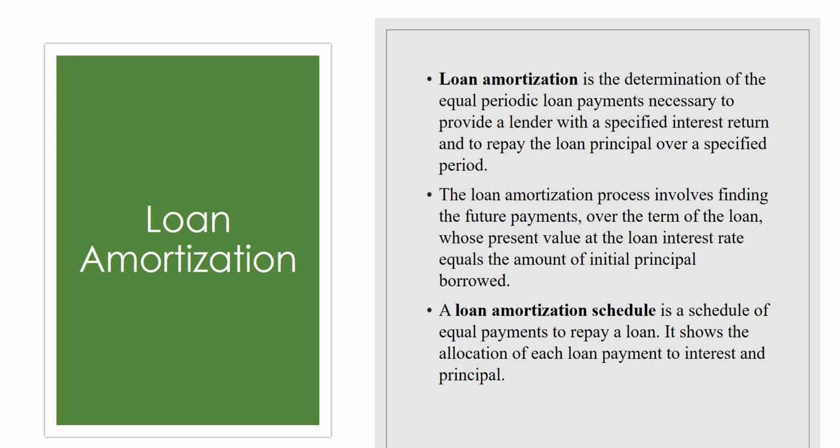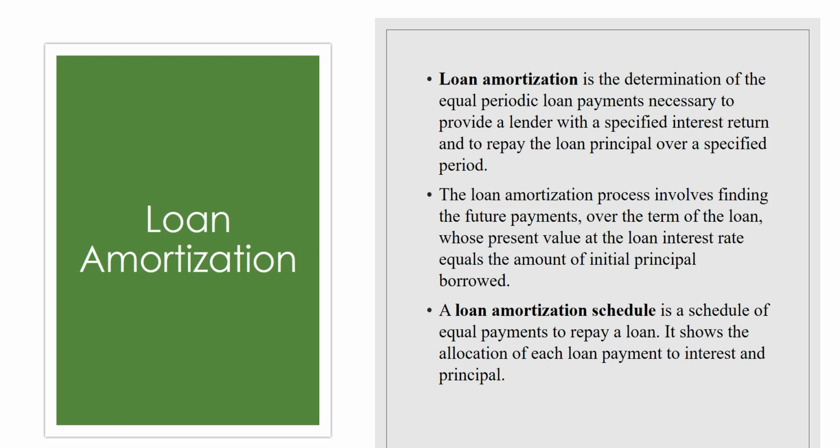Loan amortization pulls all of the time value of money techniques together and shows you exactly how a loan breaks down. So, we're going to first determine the equal periodic loan payment necessary to repay both the principal and the interest of a loan back during a specific period of time. With this, we are going to calculate a loan amortization schedule.